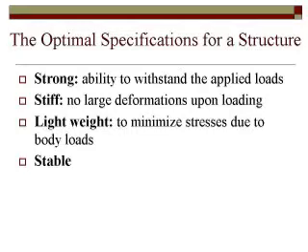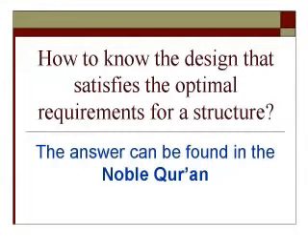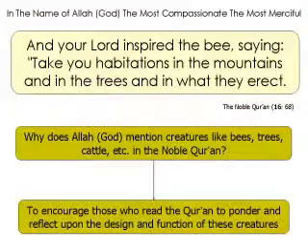Now, Allah God Almighty teaches us in the Noble Quran a structure which satisfies all of these requirements fully. How is this so? As you can see on the screen, Allah God Almighty describes a structure in His creation in the Noble Quran chapter 16. And your Lord inspired the bee, saying, take your habitations in the mountains and in the trees and in what they erect.